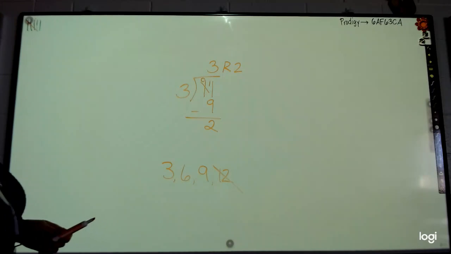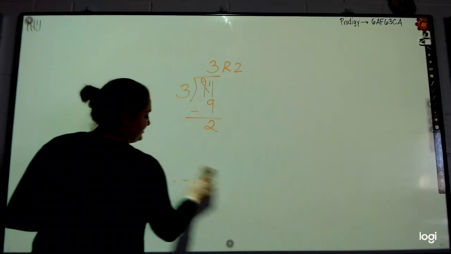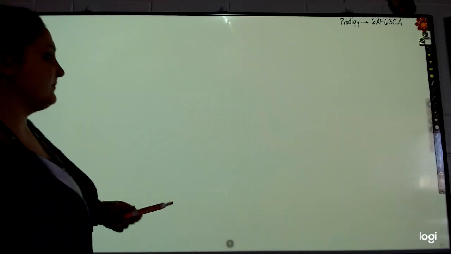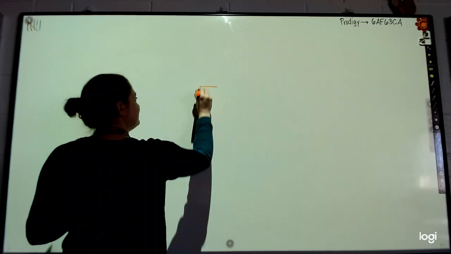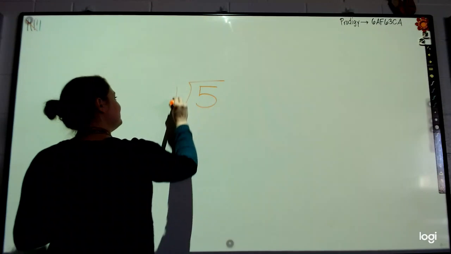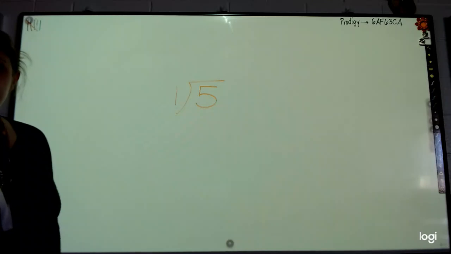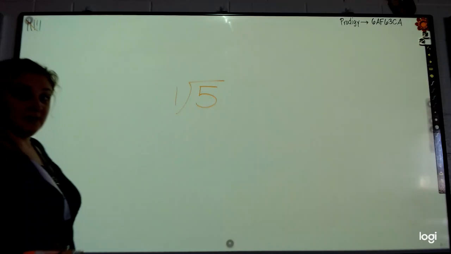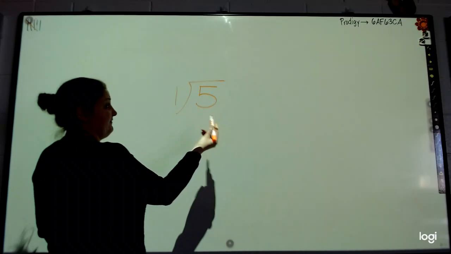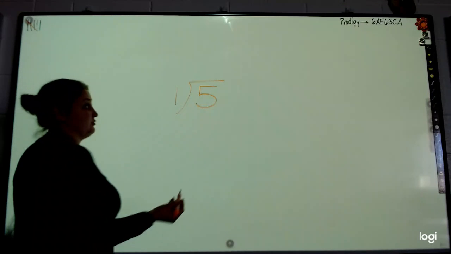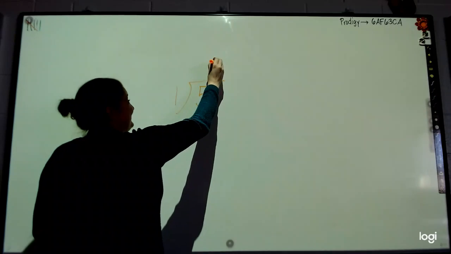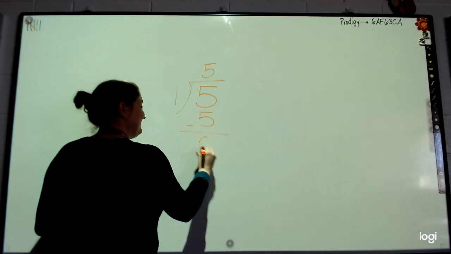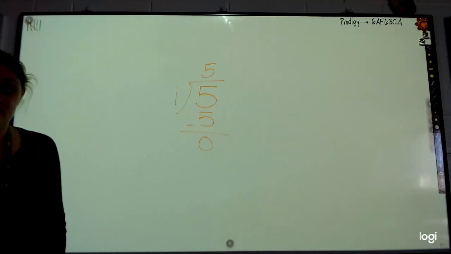All right, now let's try one that's a little bit different, just to remind you what happens if you don't have a remainder. So this time, let's do 5 divided by 1. All right. Well, if we are thinking about math like normal, 5 divided into one group, I know my answer will be 5, right? 5 times 1 is 5. And I have 0 remainder, right?